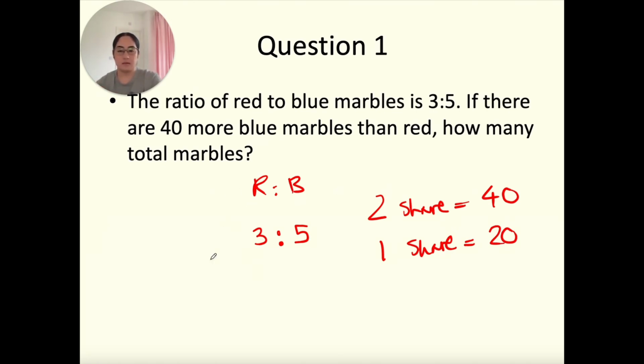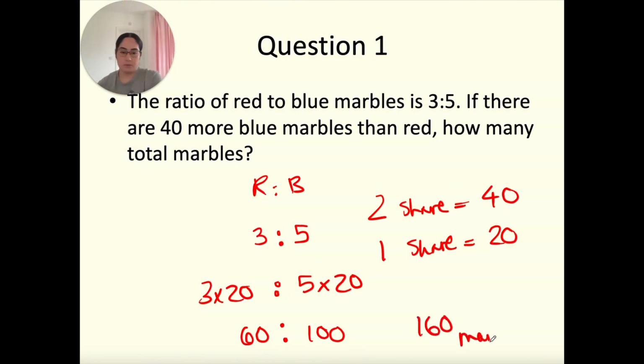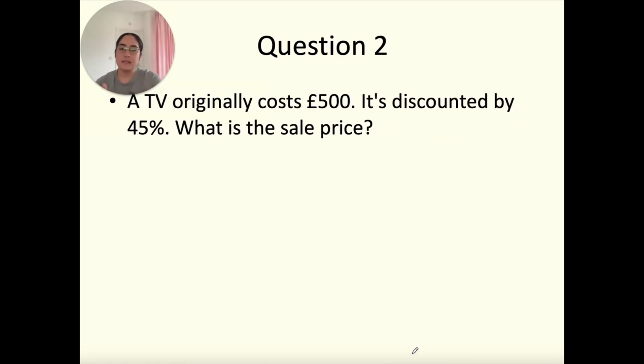So to find out how many red shares we have, we do 3 times 20. And for the blue, we do 5 times 20. 3 times 20 is 60. 5 times 20 is 100. So all together, we have 60 red marbles and 100 blue marbles. So all together, there are a total of 160 marbles. Right? So be very careful and read the question very, very carefully. Let's go on to the next question.